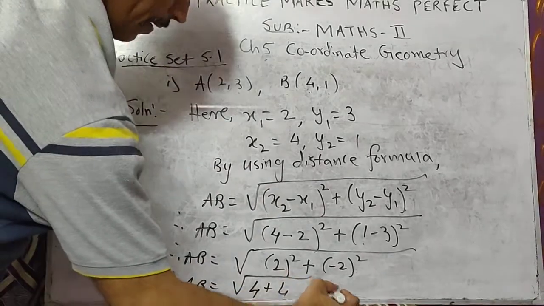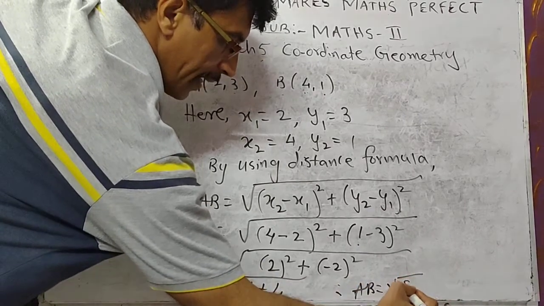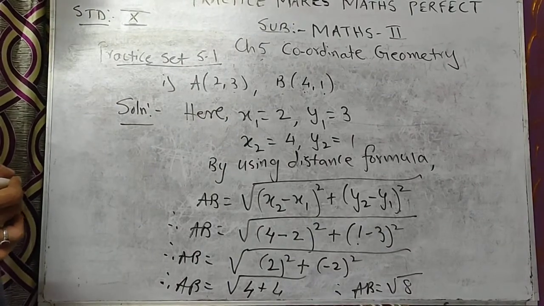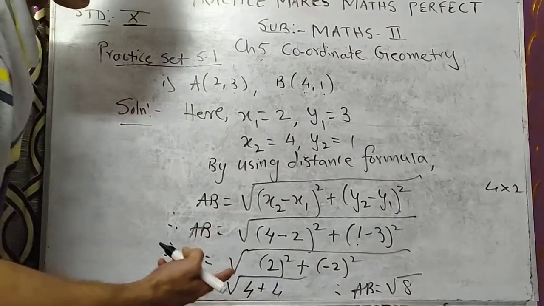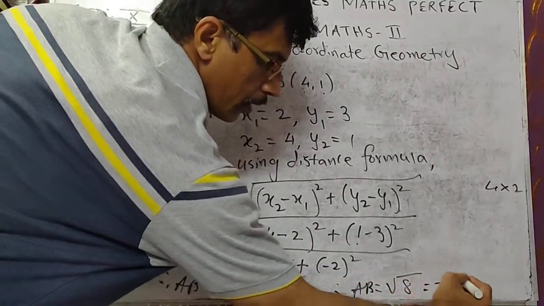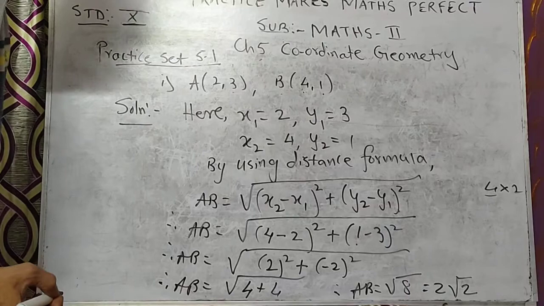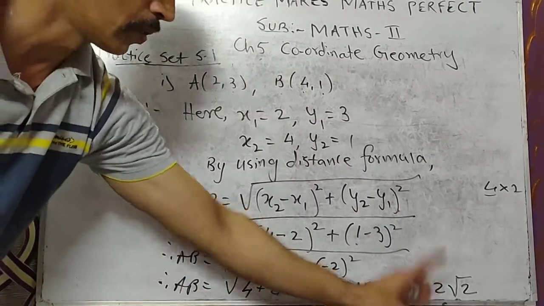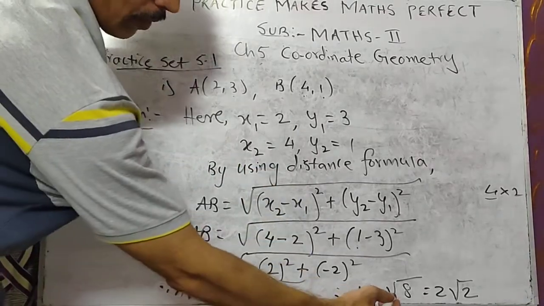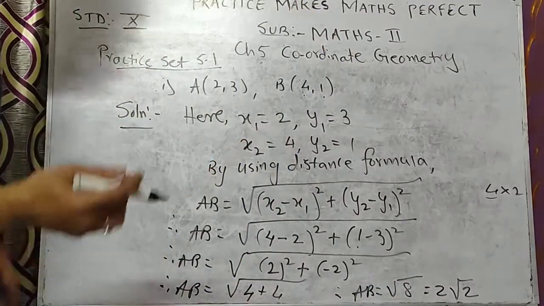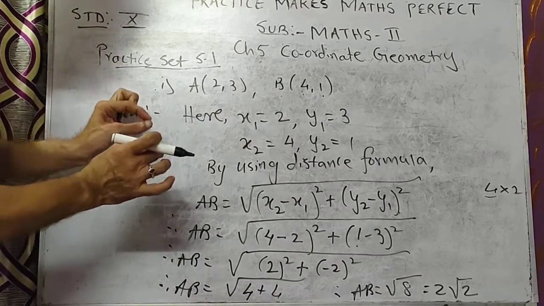That is equal to, here AB is equal to square root of 8. 4 plus 4 is 8. Or you can write, you know it is 4 2s are 8. Or you can write 2 root 2, because square root of 4 is 2. So 2 root 2. Okay, square root of 8 is equal to 2 root 2. So we got the answer here. Our first one answer is AB is equal to root 8, that is equal to 2 root 2. So it is very easy. In practice set 5.1 we are only using the distance formula.